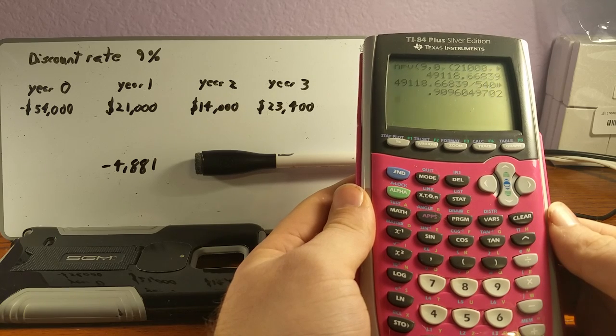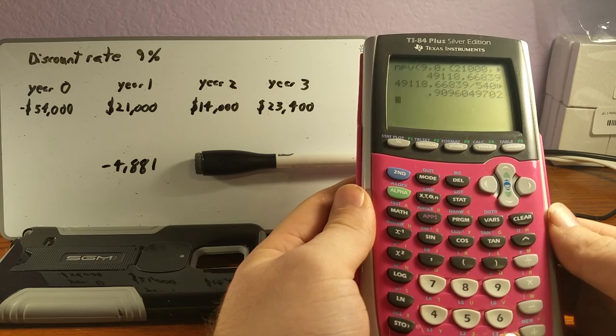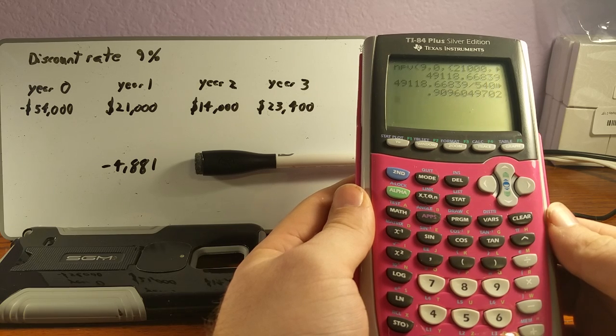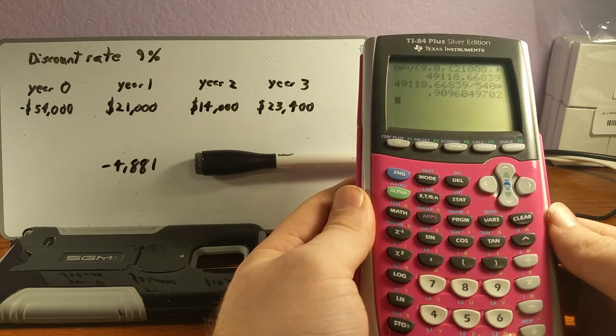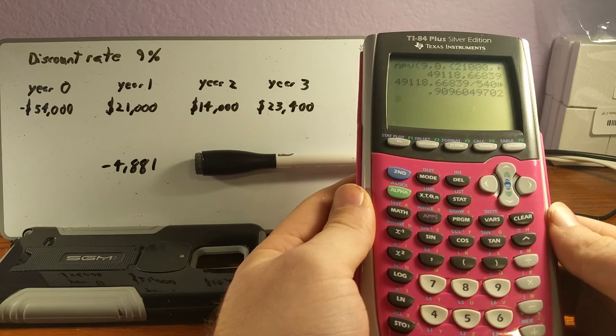So we generally can say that we don't want to take this project. If it was 1 point something, then we would want to take it. And that's pretty much it. That's how you get the profitability index.